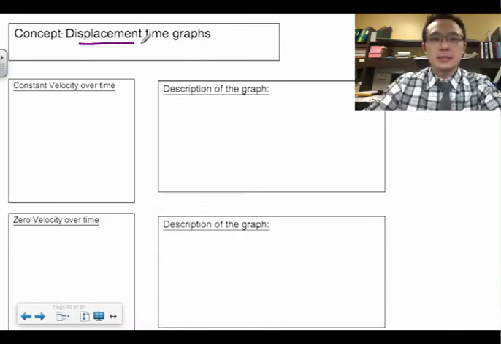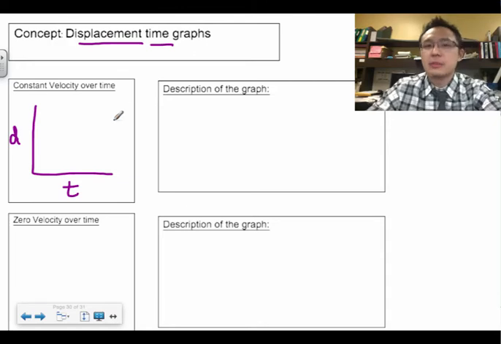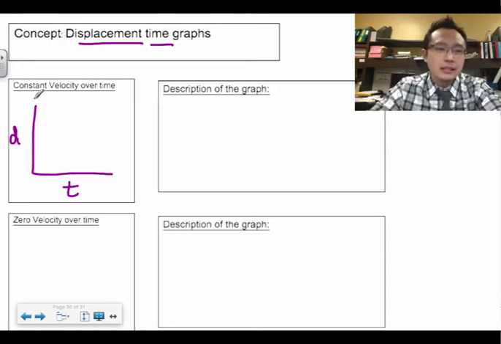Again, this is a displacement time graph, so anytime you're graphing this, you're going to have your time and you're going to have your displacement, so d. Sometimes it could be written as x. So what does a displacement time graph look like when you have a constant velocity? The keyword here is constant. That means a steady speed.